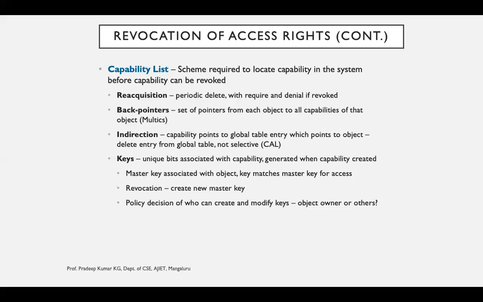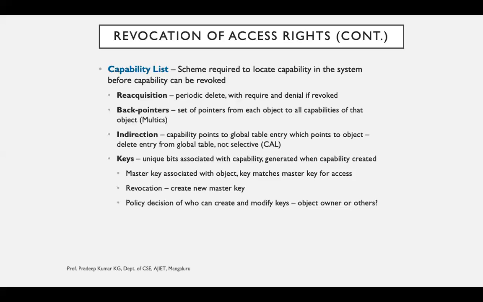Right. The third point is indirection. Indirection, with respect to a capability list, points to a global table entry, which points to the object. Right. So on the other hand, if it is either a capability list or an access list, it looks like a global table only, because we have some set of values which is related to each domain. So now the thing is, we can delete the entry from the global table, but not selectively. That is indirection. Whenever you delete, everything gets deleted. There is no option at all to make a selection and delete. That is indirection.